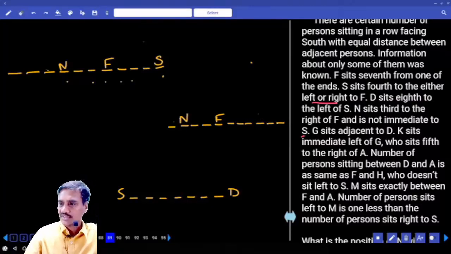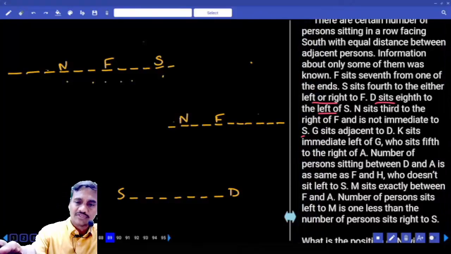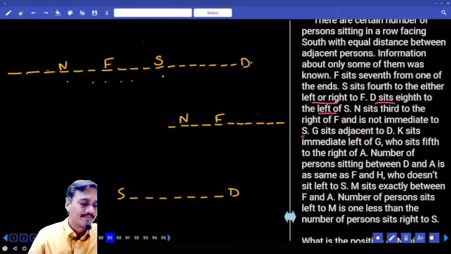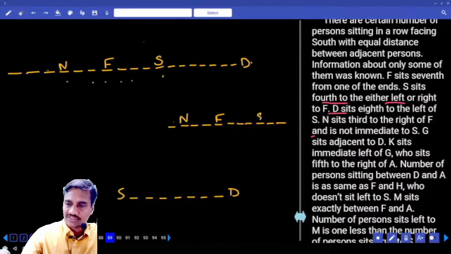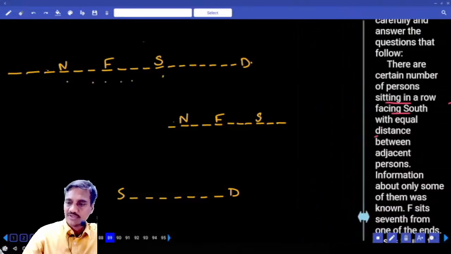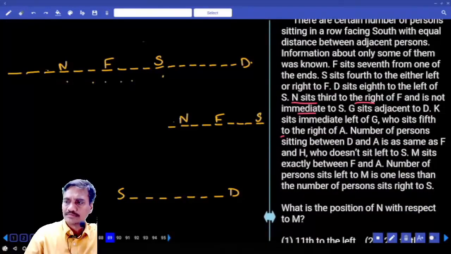And if S is here, and D sits 8th to the left of S, 1, 2, 3, 4, 5, 6, 7. Now D is at this place. D is 8th to the left of S. Now in this one, D is 8th to the left of S. Where can I have this one? S is here, 8th to the left of S. 1, 2, 3, 4, 5, 6, 7. Now 8th to the left of F. N sits third to the right. And D sits 8th to the left of S.